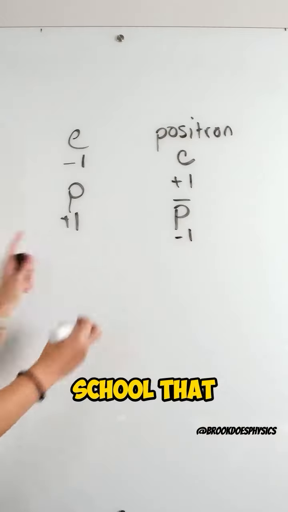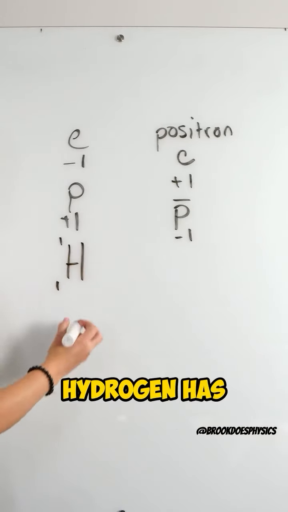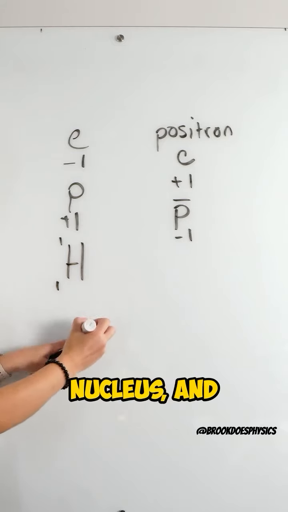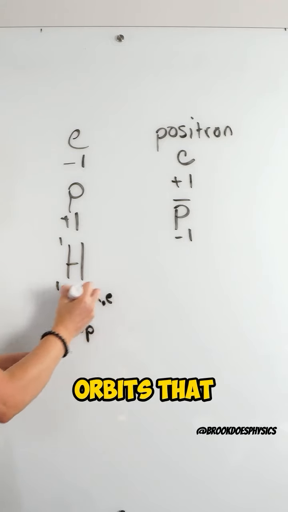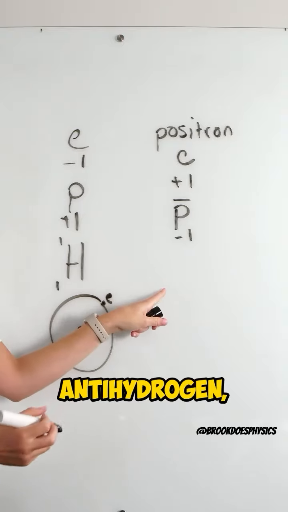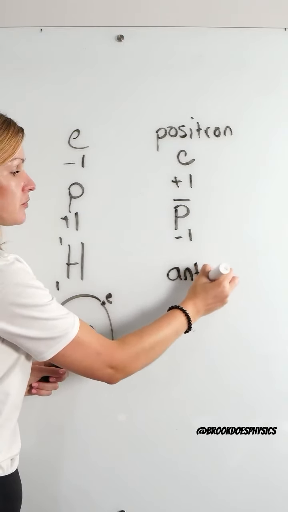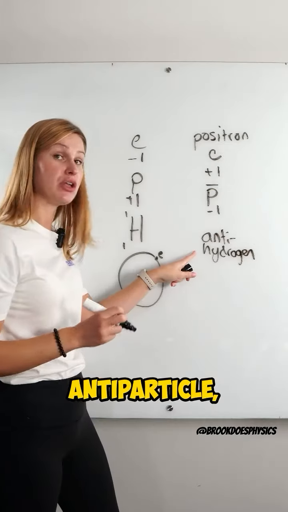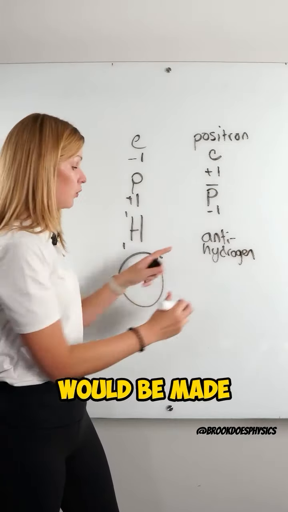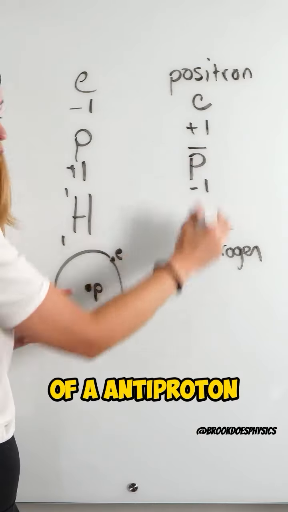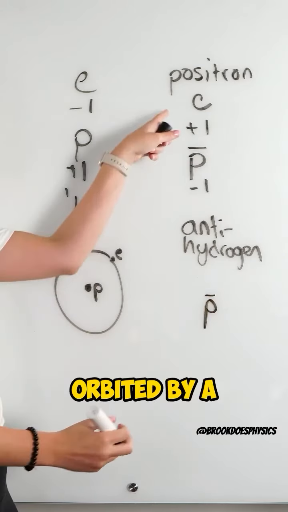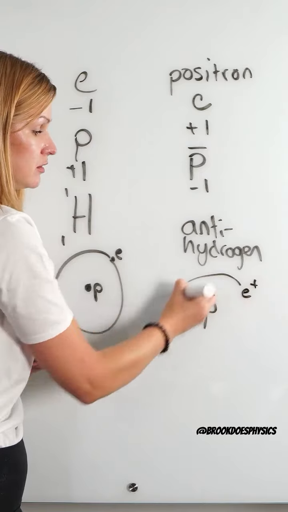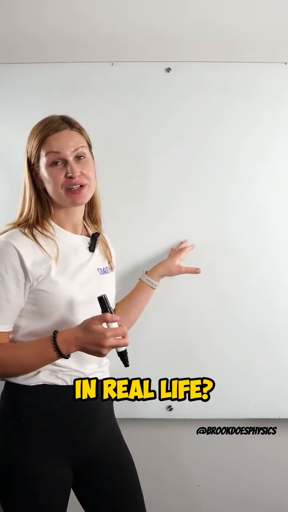So we know from school that hydrogen has 1 proton inside the nucleus and it has an electron that orbits that nucleus. But antihydrogen, which would be the first element, the first antiparticle on the antimatter periodic table, would be made of an antiproton in its nucleus orbited by a positron. So how do we use antimatter in real life?